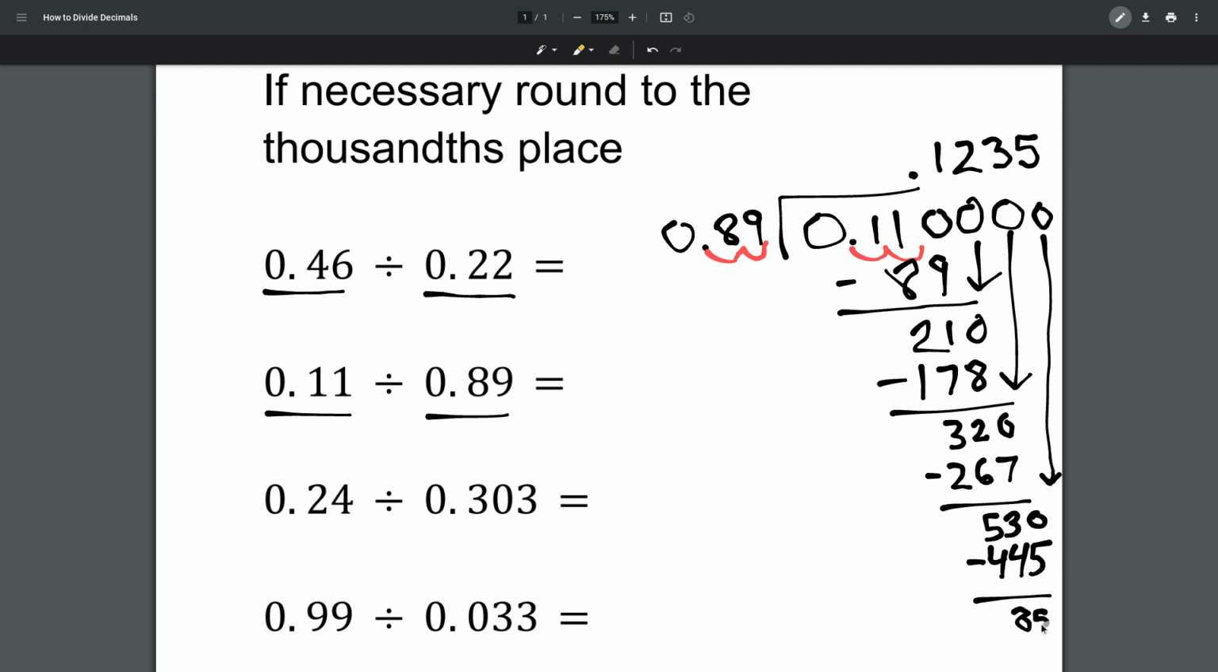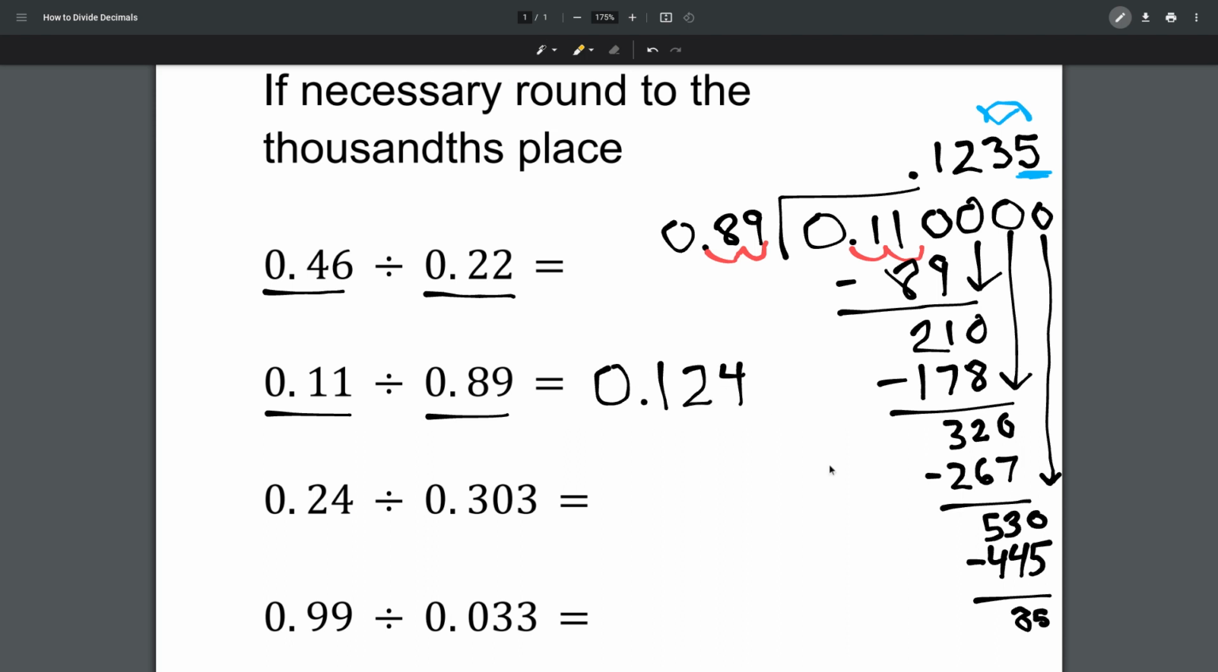Yeah. So at this point, we can look at this and go, this 10,000ths place is a 5. That means we're going to round this 3 up to a 4. So we're going to write the solution for this one as 0.124.